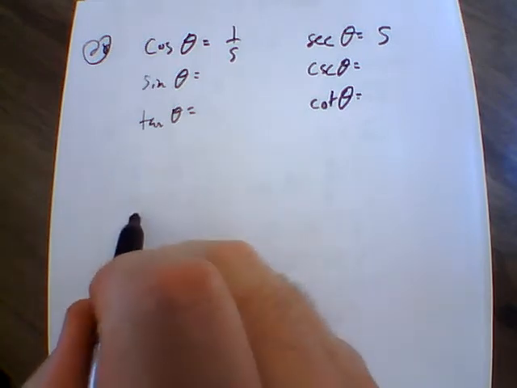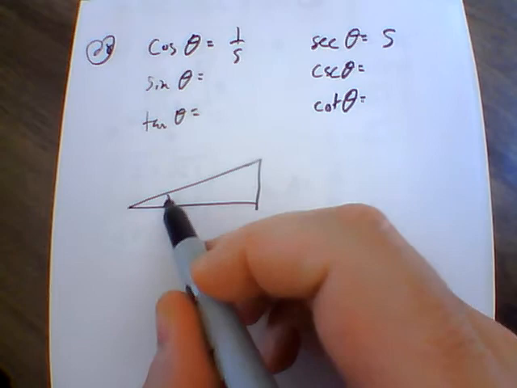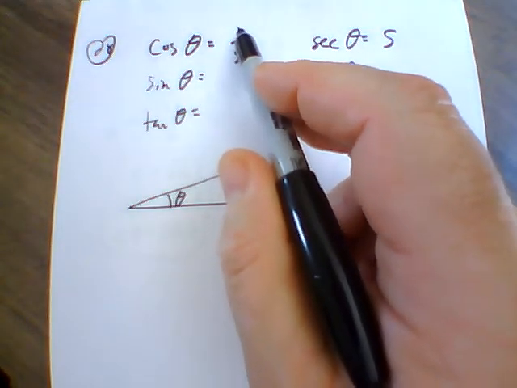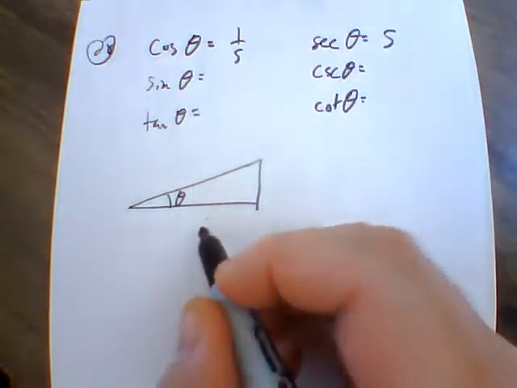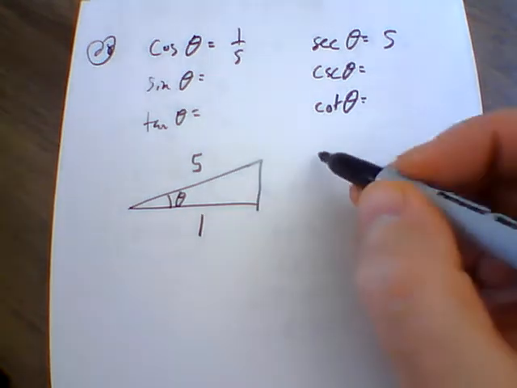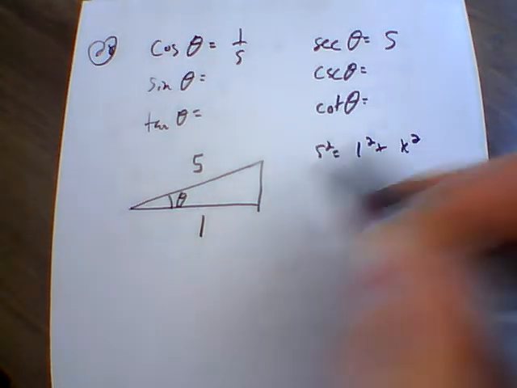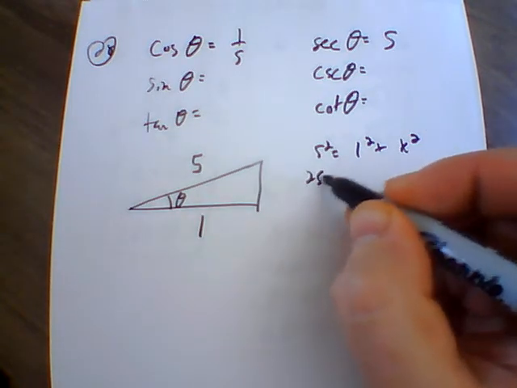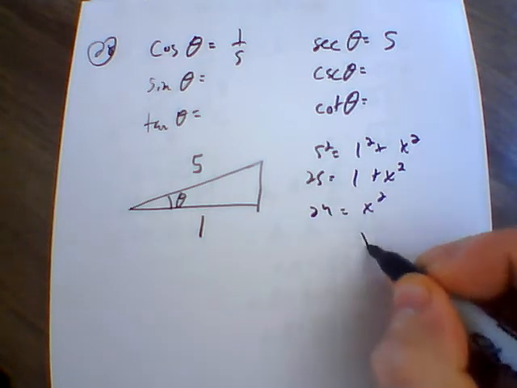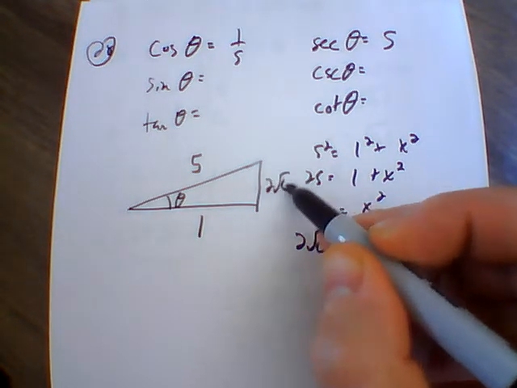Relating to everything in here, we would take our triangle itself and reference theta. Thinking about what's going on here, cosine would be adjacent over hypotenuse. So this would be 1, this would be 5. So we would take 5 squared equals 1 squared plus x squared. So 25 equals 1 plus x squared, so x squared equals 24. So x equals 2 root 6. So we go 2 root 6 right here.